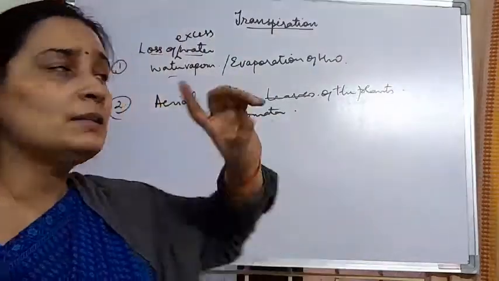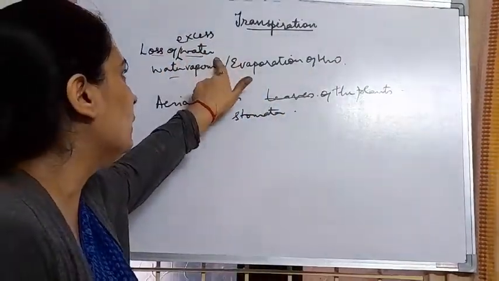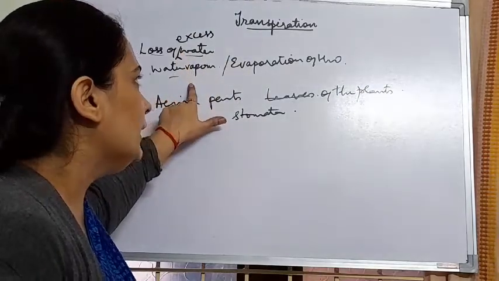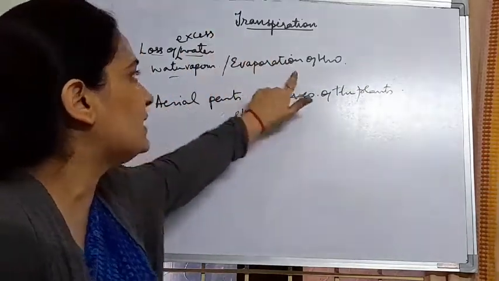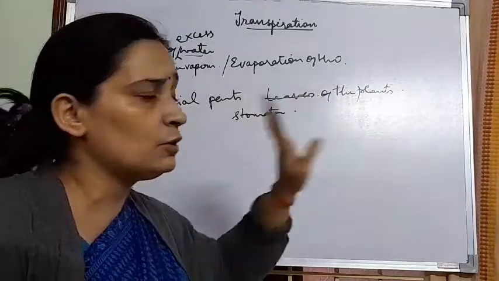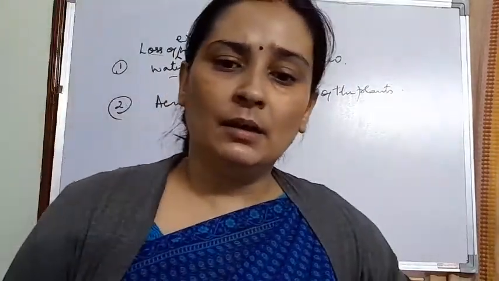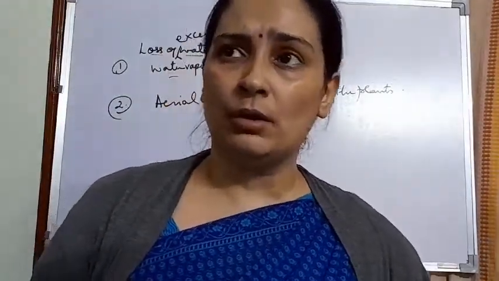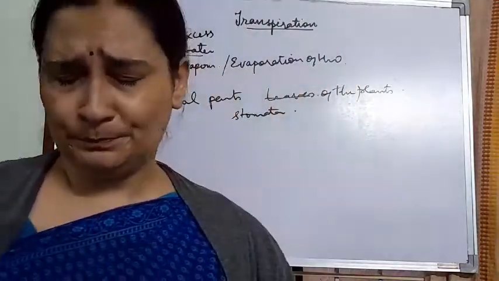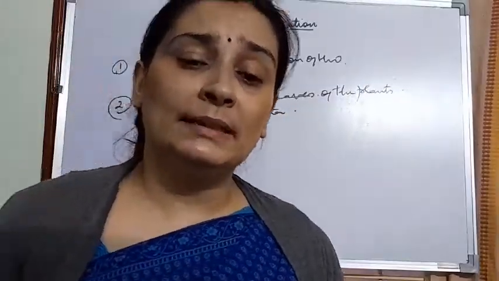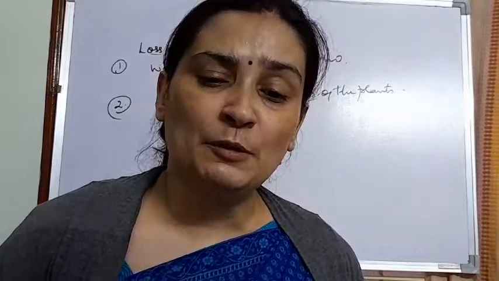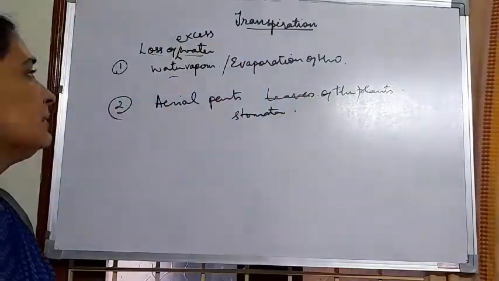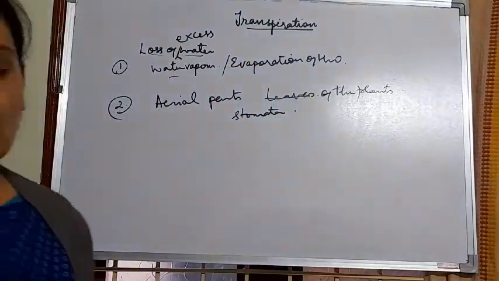So you have to understand: loss of excess water in the form of water vapor, or evaporation of excess water from the aerial parts of the plant, and that is through stomata, lenticels or the epidermal cuticle. So those are the various types of transpiration. So that is how we define transpiration.